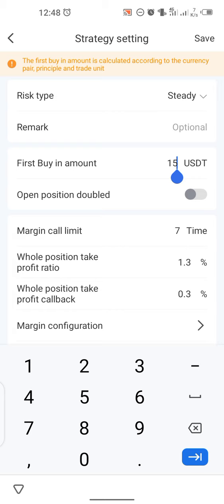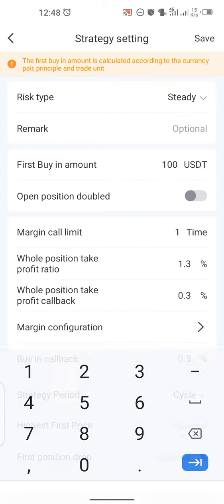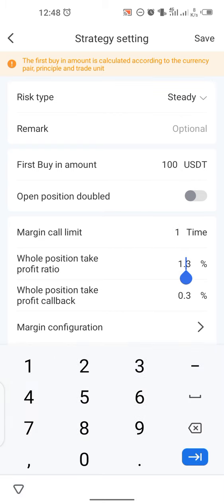This is the first time you are getting into the market. And because you're using one shot, you are saying if the market goes high in profit, I'll make huge profit, and my first buying amount is $100. Your margin calls is 1, because you want the robot to buy once. If the market rises, you sell, and your take profit is huge.